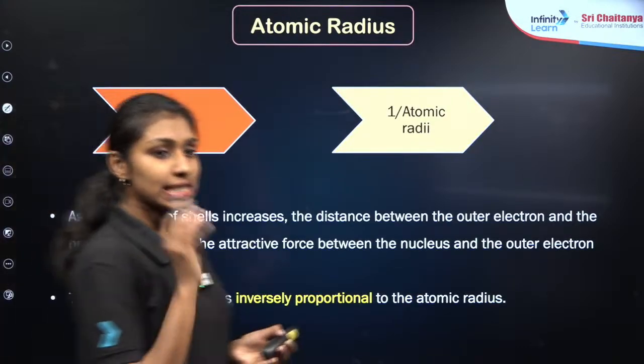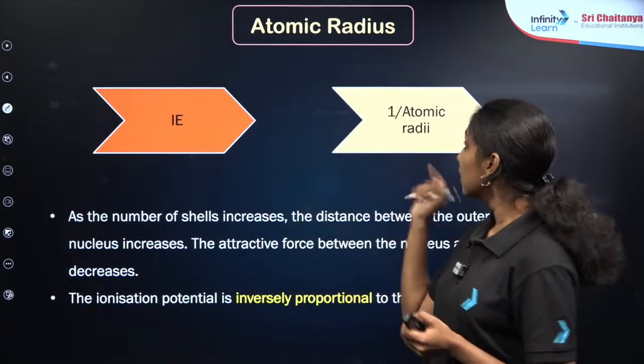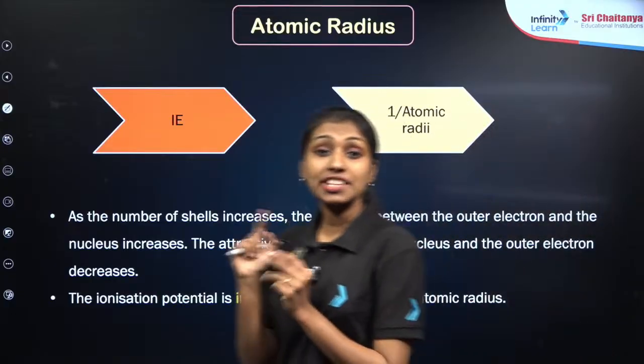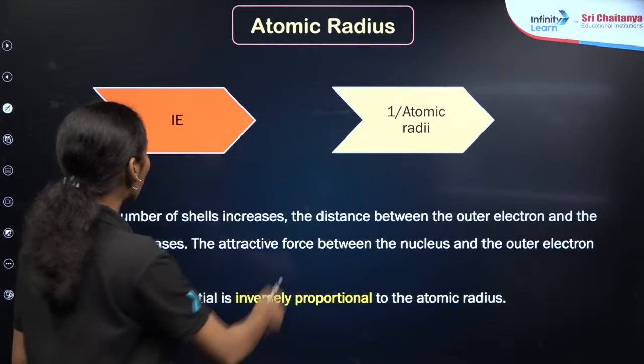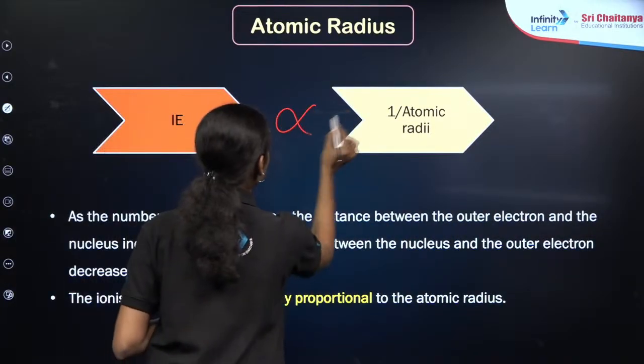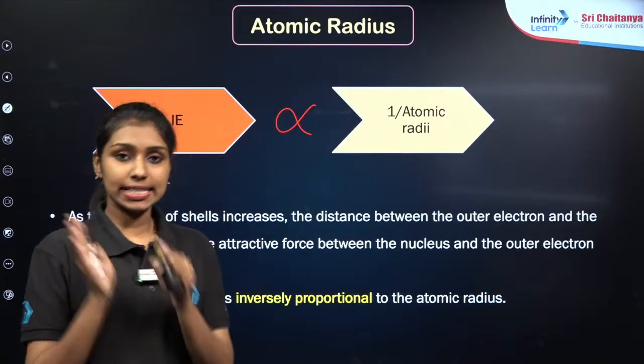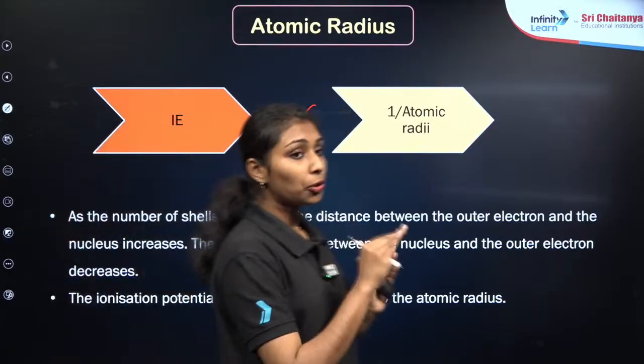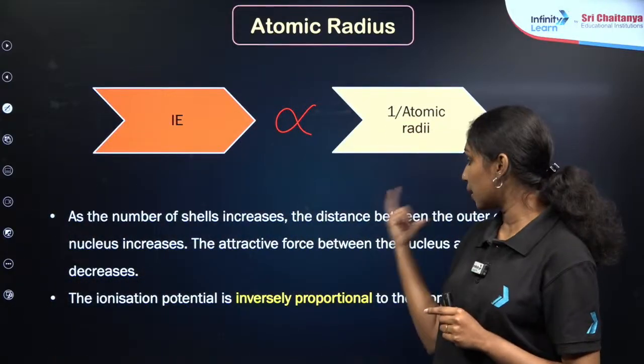Now, let me move to the next factor affecting the ionization energy, that is the atomic radii. In the previous class, we have already discussed the atomic radii in detail. What is the atomic radii? It is the distance between the outermost electron and the nucleus. That is the atomic radii.